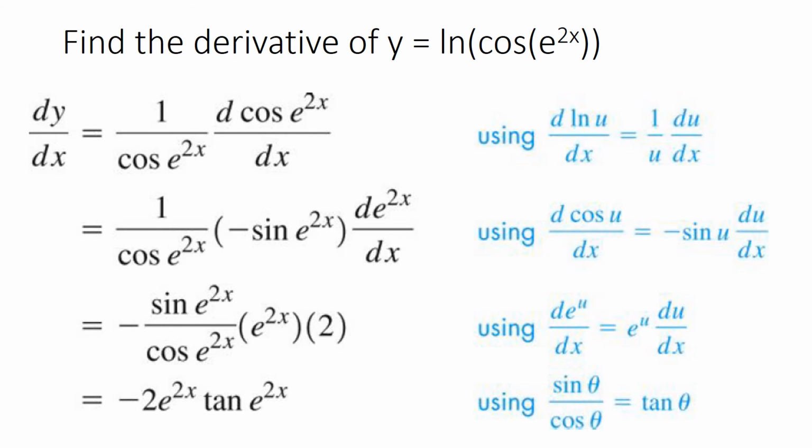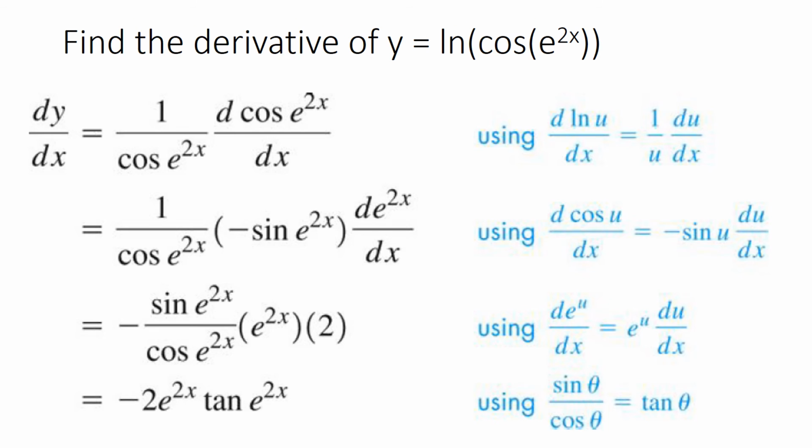When you get to the second row, now we want to figure out what the derivative of the cosine e to the 2x is. Well, once again, using what we learned about the derivative of cosine, that's going to be equal to negative sine of u multiplied by the derivative of u.